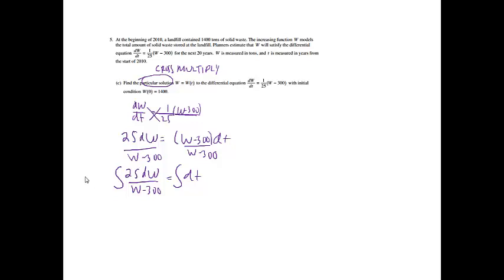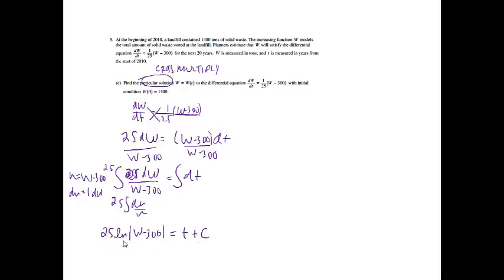My variables are separated, so I'm now ready to take the integral. I should officially on this one do a u substitution, so if u is equal to W minus 300, du will just equal 1 dW, which is pretty much there. This 25 we could just bump out front because it's just a constant. So this is going to leave me with 25 times the integral of du over u, and I know the integral of du over u is ln, so this is going to be 25 natural log of W minus 300, and that will equal the integral of dt, which is just t, and don't forget that plus C.